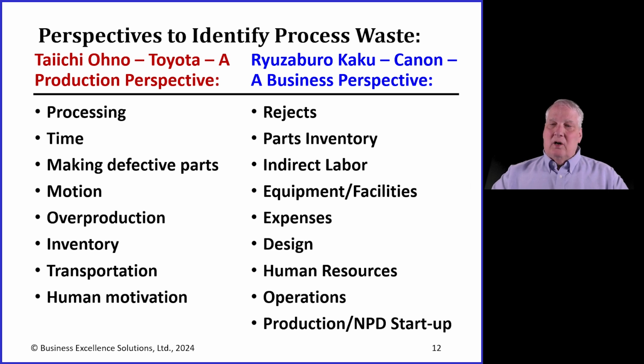Rukizuro Kaku of Canon had a different set of wastes. He had 9 wastes. So he had rejects, parts inventory, indirect labor, so forth. And all of those were his wastes. And they're not the same as the Toyota waste. So we start seeing a difference. If we take a look at the Japanese Institute of Production Management, they have 14 wastes. Much of them are much more specific to the production process itself.